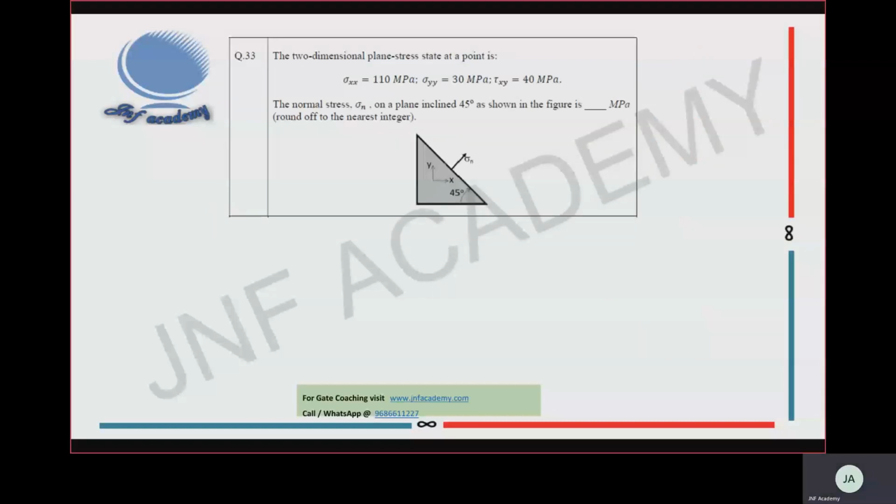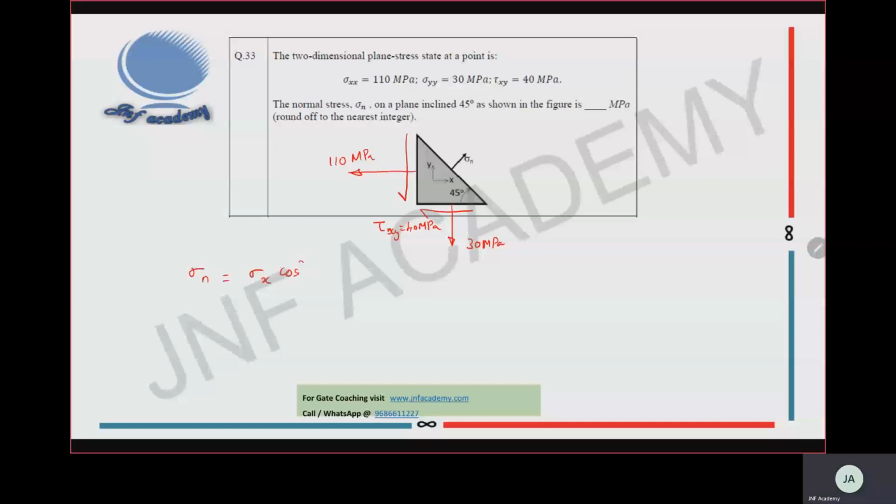Yeah. So here they have given one two-dimensional plane stress element, which is subjected to a 2D stress state. This is x direction, 110 megapascal. Y direction, 30 megapascal. Then shear, 40 megapascal. Okay, you can use two formulas. You can choose any one.